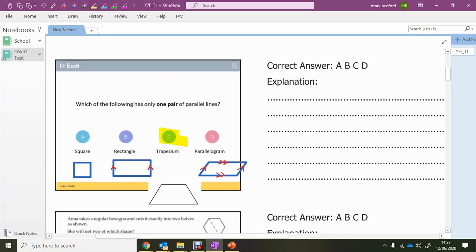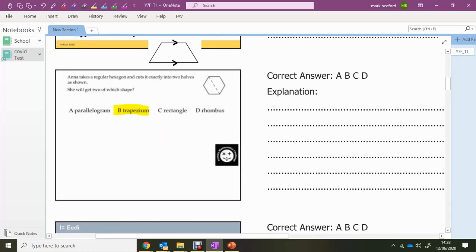Our first question was to identify which of the following has only one pair of parallel lines. If I look at a square, these two sides are parallel to each other. Remember, think of train tracks, and the top and the bottom sides are parallel to each other. The same deal exists for the rectangle. And for the parallelogram over here, the left side and the right side are parallel to each other, and the top and the bottom. The only one with one set of parallel lines is the trapezium. So this becomes my final answer.